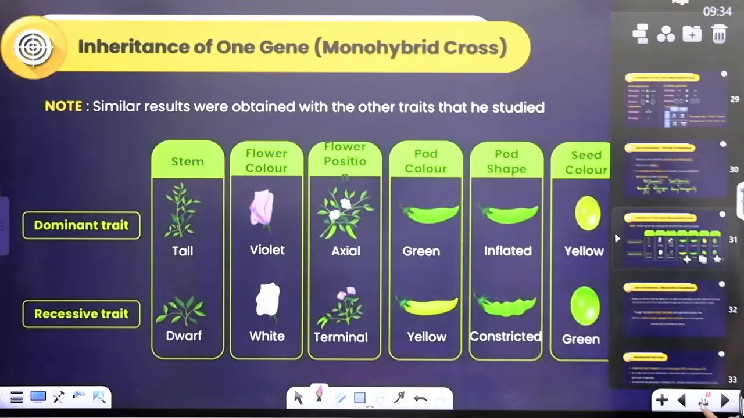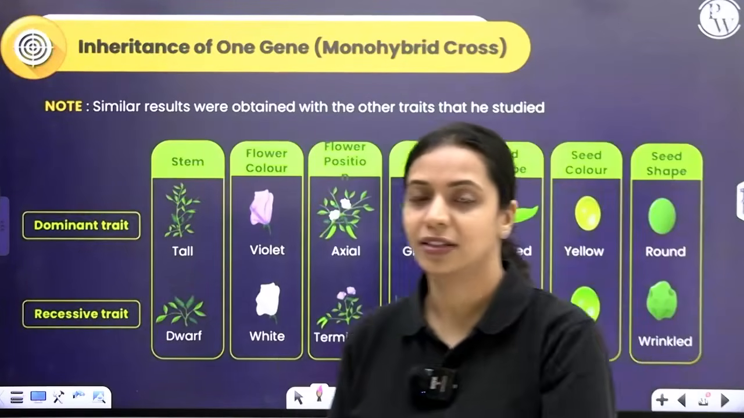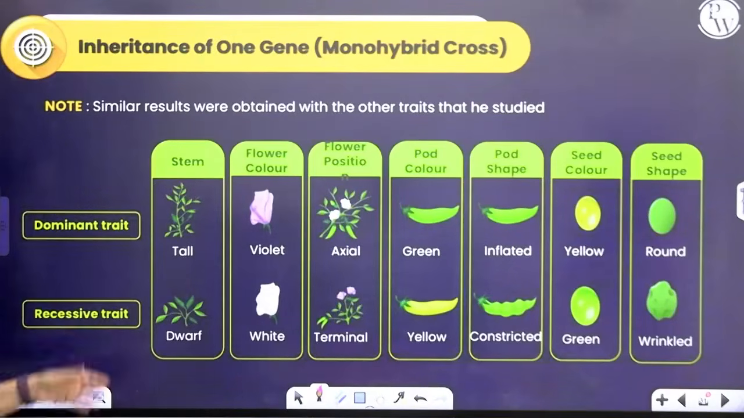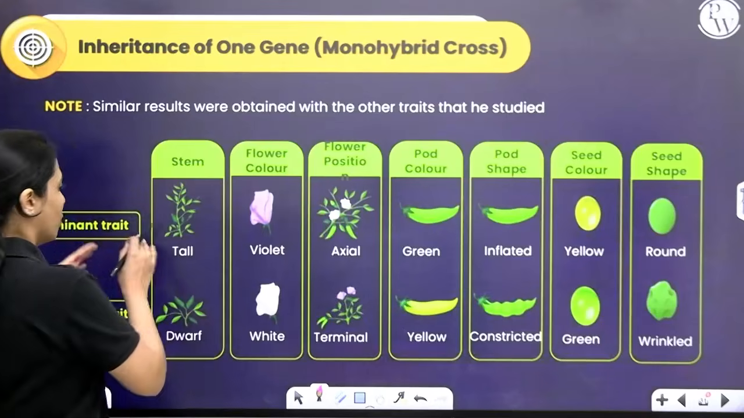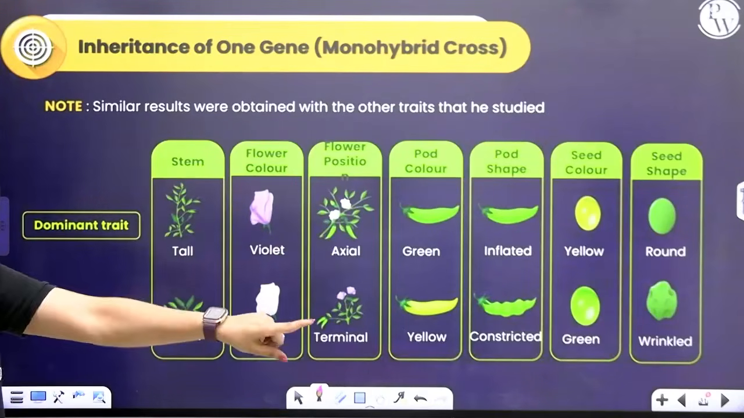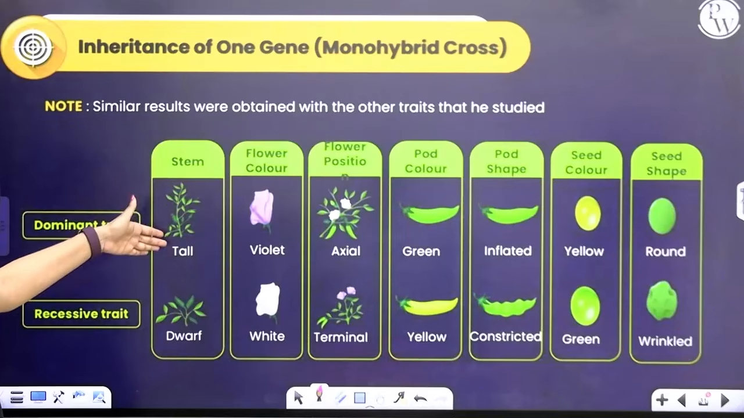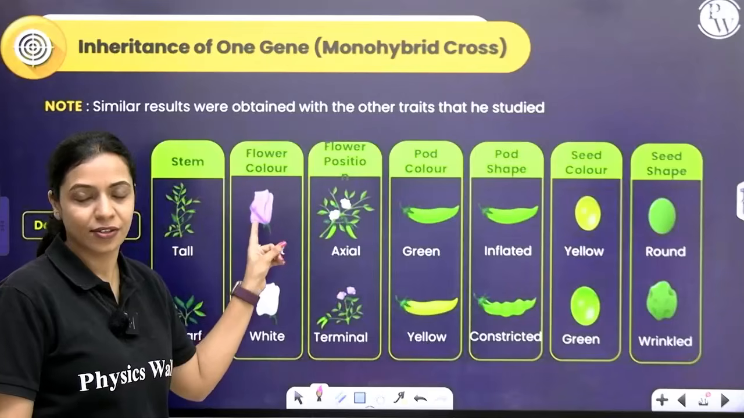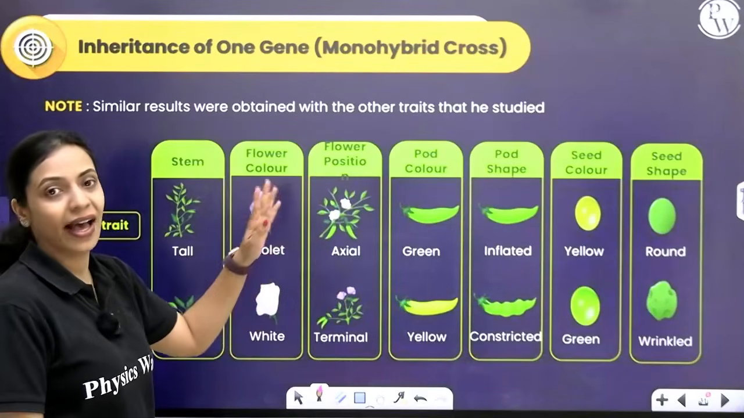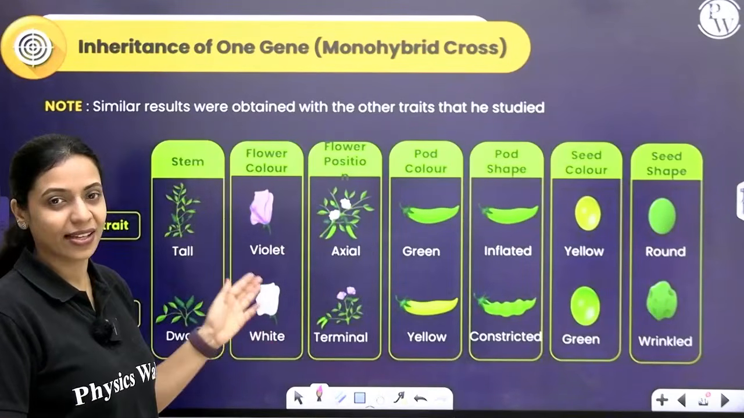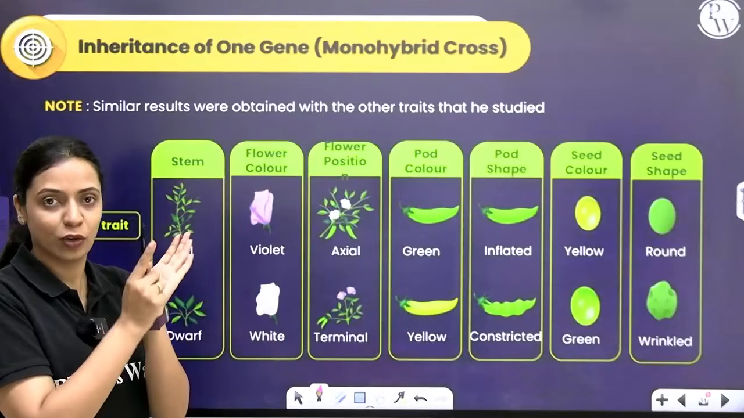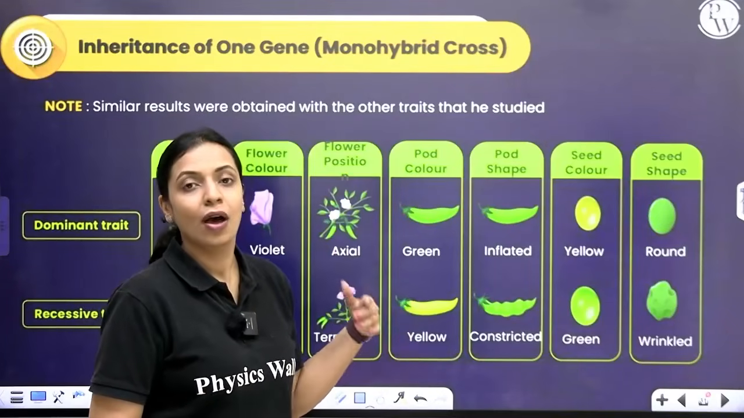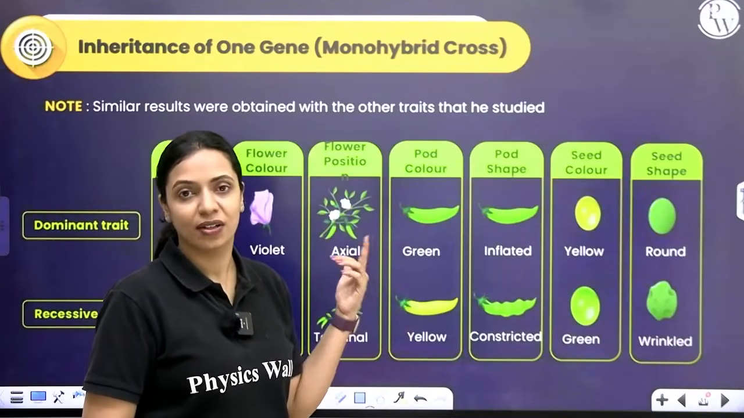So when he performed similar experiments for all the other characters, he found out which is the dominant trait, which is the recessive trait for all the 7 characters. Of course, we know what it is for the stem height. Whatever is on top is the dominant trait, whatever is at the bottom row is the recessive trait. For the stem height, tall is dominant, dwarf is recessive. Flower color, violet is dominant, white is recessive. Flower position, axial is dominant, terminal is recessive. Axial means flowers form at the axil of the leaf, terminal means at the tip. Pod color, green is dominant, yellow is recessive. Pod shape, inflated is dominant, constricted is recessive.